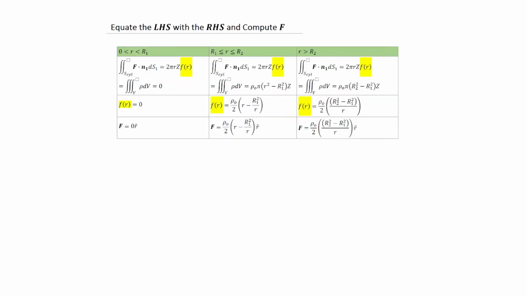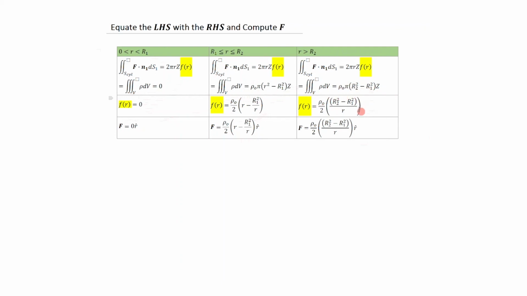All right, so for 0 less than r less than or equal to R1, the left-hand side was 2 pi r Z f of r. In fact, it was the same irrespective of what the radius was, so we've just put them all in here for the sake of argument. As far as the right-hand side was concerned, in this region it was 0. In this region it took on this value, and in this region it took on this value. And so now what we have to do is compute f of r, and in this case f of r equals 0. If we divide through by 2 pi r Z, we end up with this expression for f of r. And if we divide through by 2 pi r Z on this side, we get this expression here.